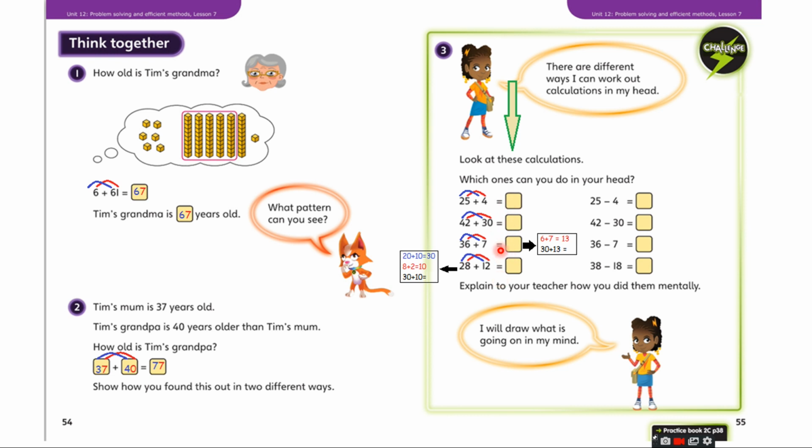Please write your answers and send them to the Microsoft team, like every time. And don't forget, do not do this part. This part we're going to take later when we start talking about subtraction.